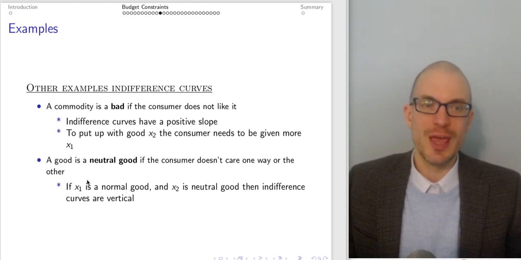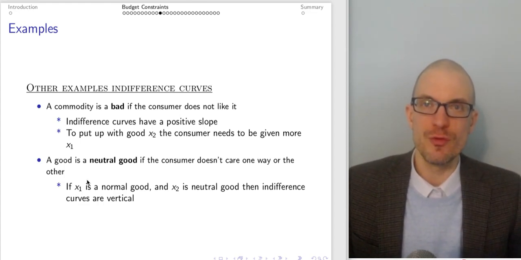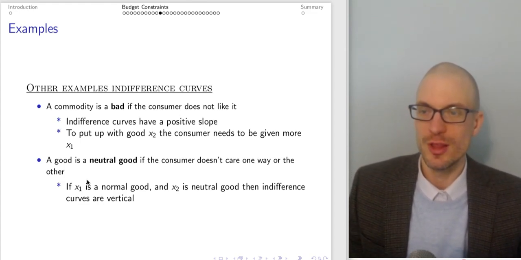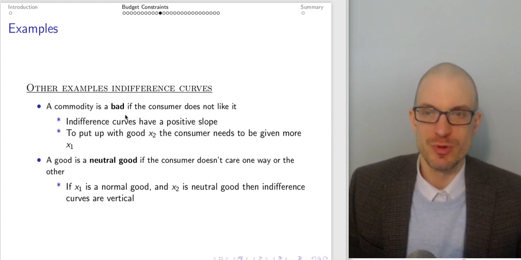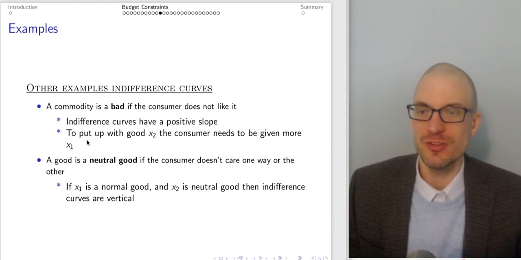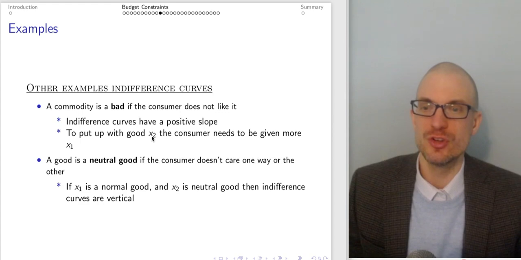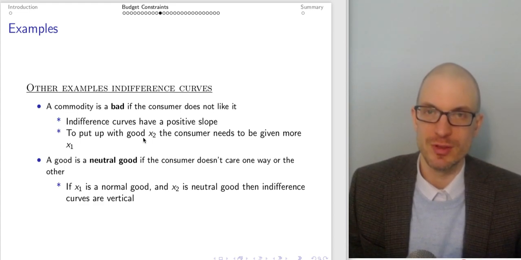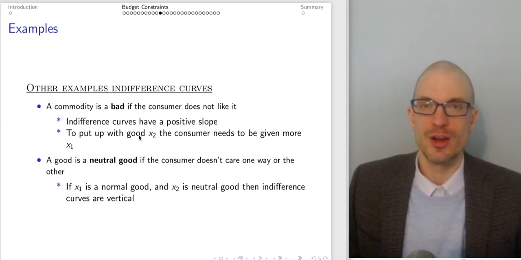All right, there's other examples of indifference curves. This is useful for reinforcing your logic and intuition. A commodity is a bad if the consumer does not like it. So indifference curves would have a positive slope for bads. I'll show this graphically, but the basic idea is if good 2 is a bad, the consumer has to be given more good 1 to be able to put up with having good 2, which is a bad. I'll show you that graphically.